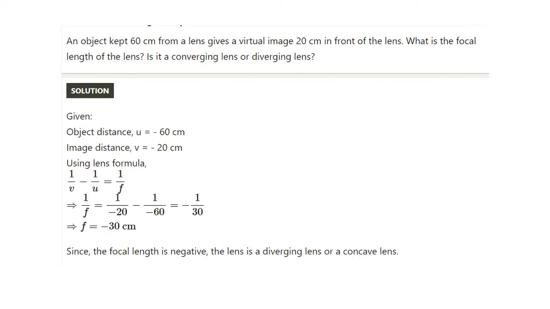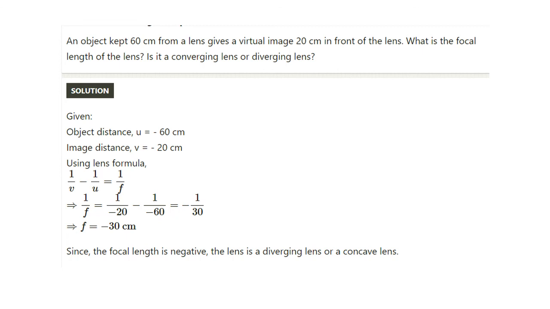An object is kept 60 centimeter from a lens, and gives a virtual image 20 centimeter in front of the lens. What is the focal length of the lens? Is it a converging lens or a diverging lens? Again, we need to write down what is the given part. Object kept 60 centimeter. That means object distance U is equal to minus 60. As we know, U is always negative.